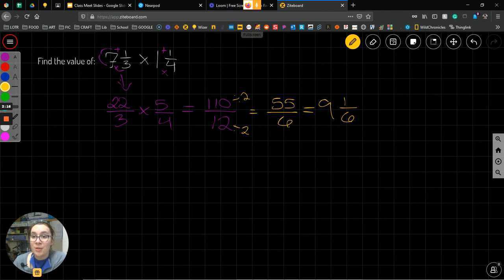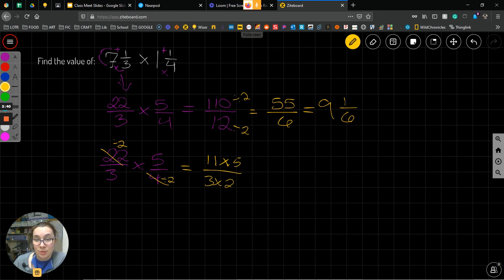Now there is, of course, another way to do this. If I want to, and I have my fractions here, 22 over 3 times 5 over 4, I can do my simplification before I multiply. Divide these by 2. Divide these by 2. And that would give me 11 times 5 over 3 times 2, which would get me 55 over 6, which is exactly what I have here. And it would also simplify down to 9 and 1/6. And that's all.